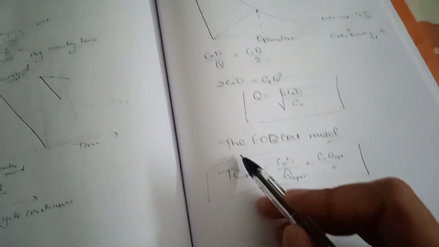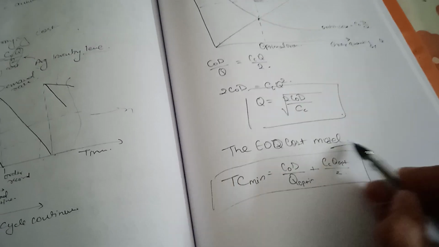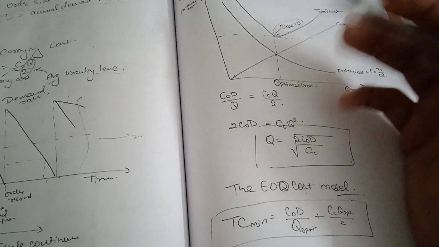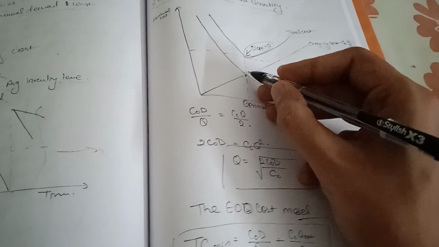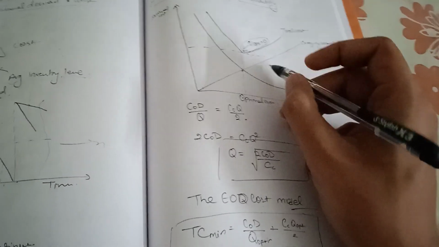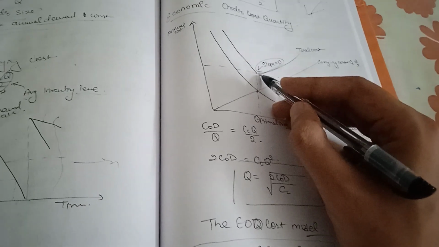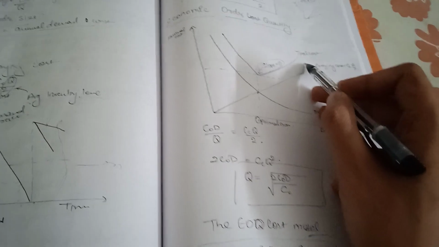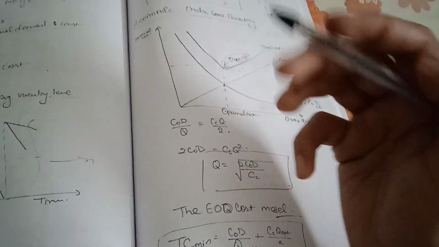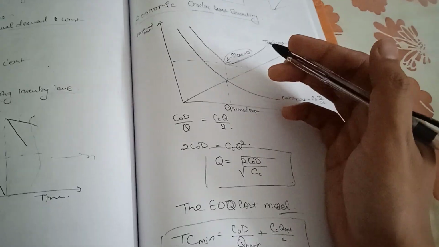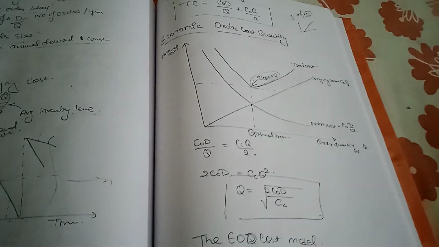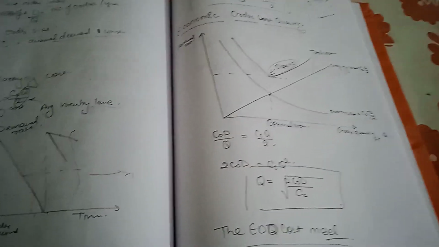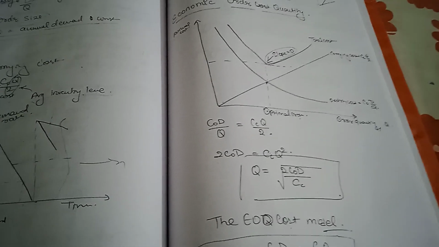Now what comes is the EOQ formula, the cost model. This is actually the EOQ cost model, and from this we can say at this particular point we have to make the optimal order. Why is this the optimal order? Because at this order quantity our total cost will be the minimum. Every person who is running a business has to see that they bear the minimum cost for their inventory, then only will they make the maximum profit.